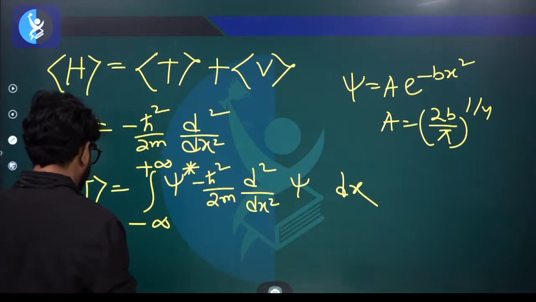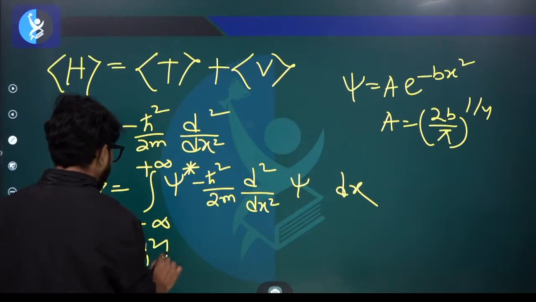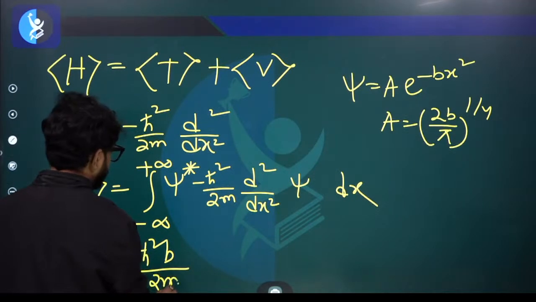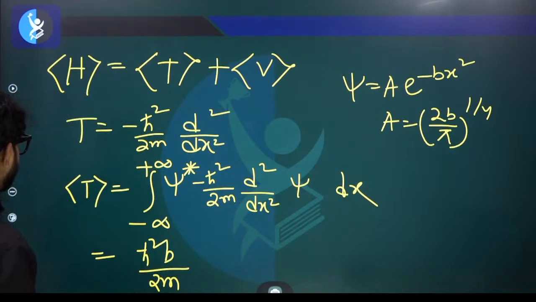So the gamma function integral will give you what? H cut squared b by twice of m. This is the expectation value of kinetic energy.